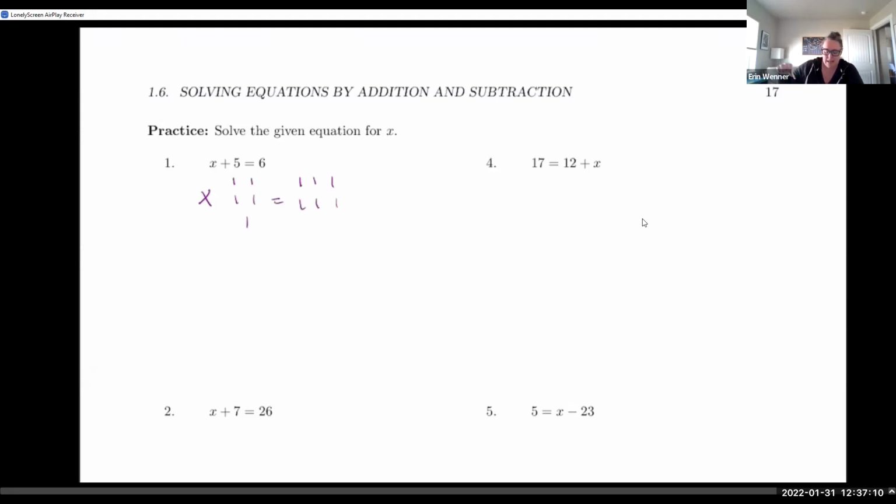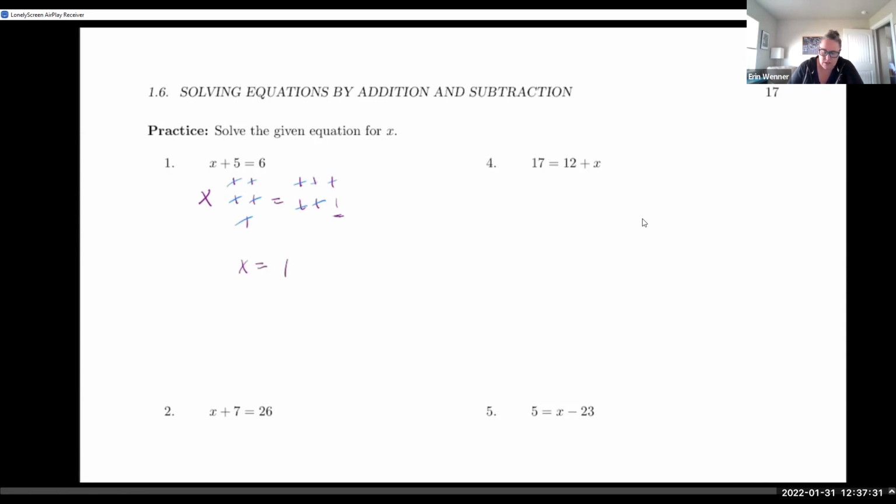So I want to take 5 away from both sides. If I take 5 away, I'm going to go 1, 2, 3, 4, 5, and take them away from the other side, 1, 2, 3, 4, 5. And what am I left with in purple? Well, I'm left with x equaling 1.